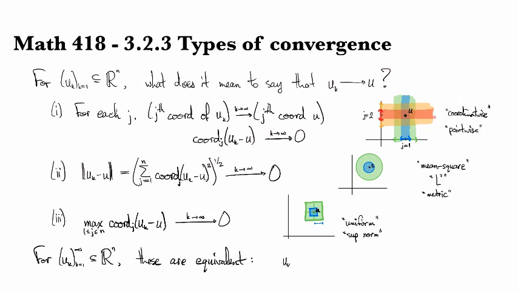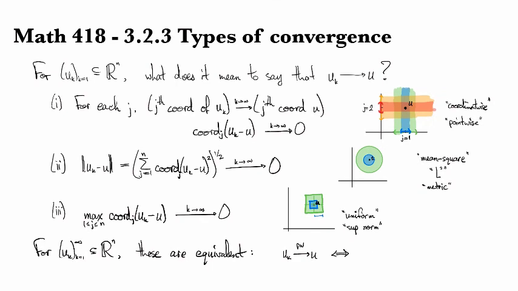So in other words, UK tends to U pointwise if and only if it tends to U in L2, if and only if it tends to U uniformly. So no matter which one you use, if you've got a sequence that converges one way, it converges with respect to the other definitions. And if it does not converge with respect to one of these definitions, it will not converge with respect to the other ones as well.